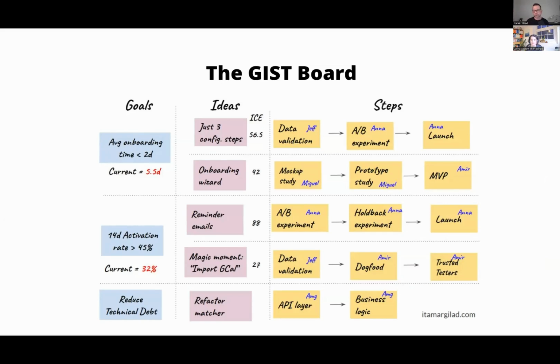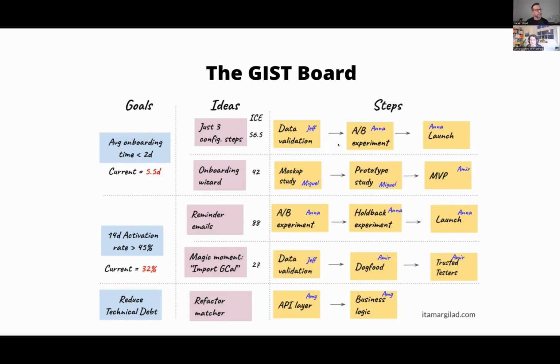And I suggest something like the GIST board, for example. So it's basically the top 3 layers of GIST. Here are the key results from our goals. Maybe we need to shorten the average onboarding time to 2 days, but right now it's 5.5. Maybe activation rates need to go up, and also some technical goals, because teams need to work on these things too, or design goals. So it's not just product goals. And then the ideas we're working on now. We might have more ideas in the idea bank, but these are the snapshot that we chose through whatever prioritization process to work on.